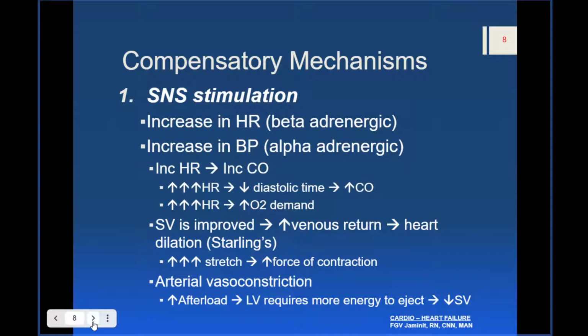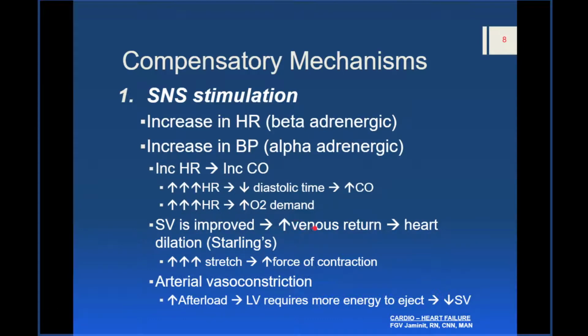When the cardiac output increases, meaning the volume of blood ejected outside of the heart increases, the cardiac workload also increases. It means that the diastolic time or the refilling time of each chamber of the heart decreases, which may lead to a decrease in the cardiac output. An increase in the heart rate also increases the oxygen demand of the body. So meaning other parts of the body would be needing more oxygen, specifically the heart.